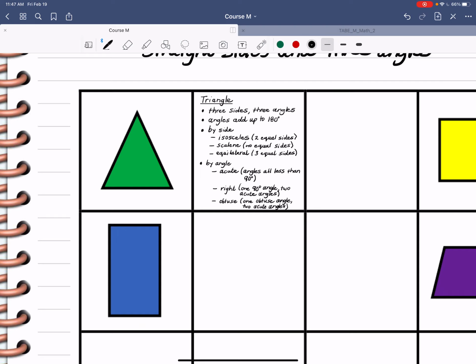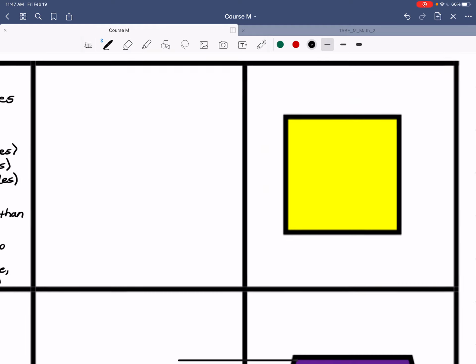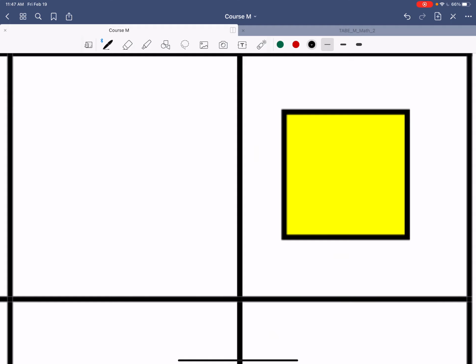Okay, let's move to the other side here. Let's just go this way. So open this door, and you're looking at this square. And let's name it. I want you to know how to spell them. A square is in the quadrilateral family. Quad means four, lateral means side. So a quadrilateral is a four-sided polygon. Quadrilateral.